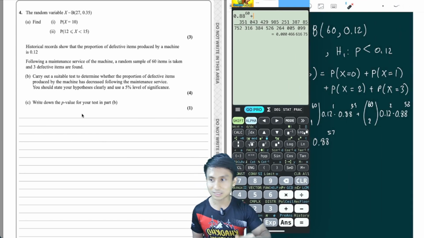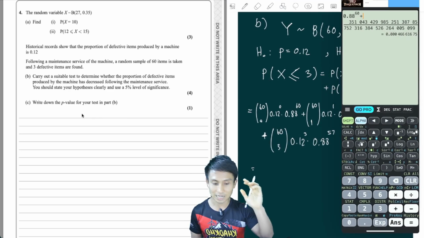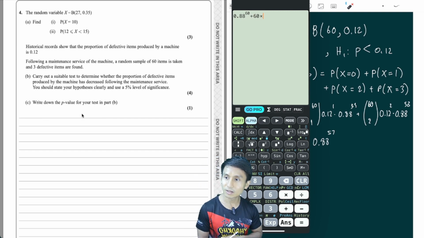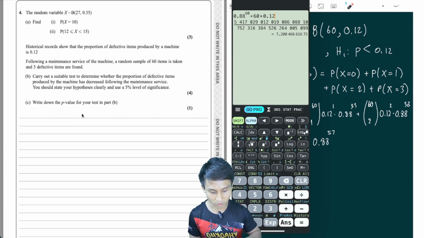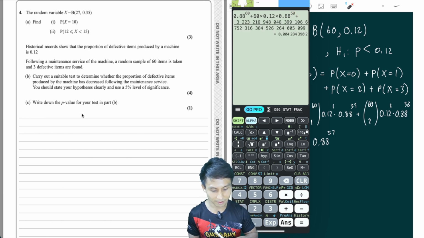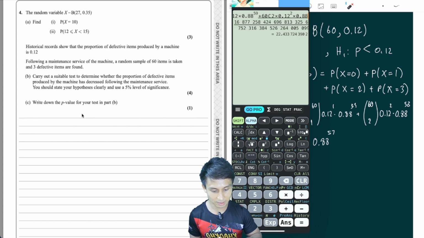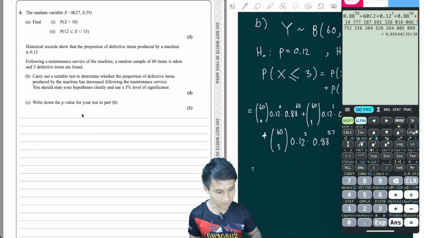The second term, again, as I told you, the 60 C 1, the binomial coefficient for the second term there is going to be 60. You can try that if you don't believe me, and you shouldn't believe me, okay? 60 times 0.12 to the power of 1, so I just leave it there, and 0.88 to the power of 59, plus 60 C 2 times 0.12 to the power of 2 times 0.88 to the power of 58, plus, what's the last one? 60 C 3 times 0.12 to the power of 3 times 0.88 to the power of 57.